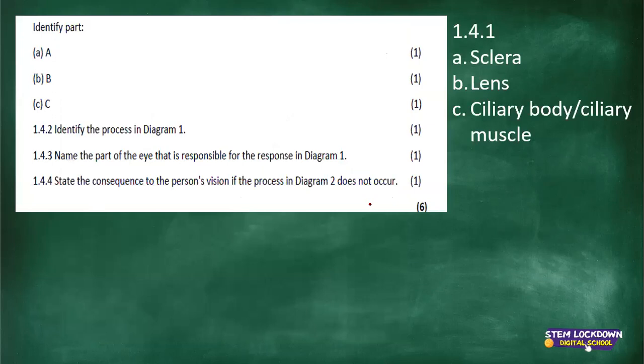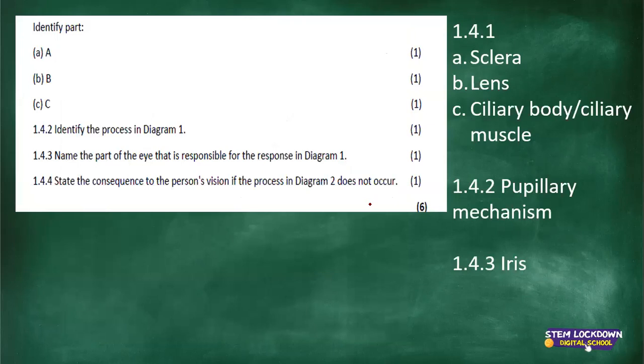Question 1.4.3. Name the part of the eye that is responsible for the response in diagram one. So what part of the eye is responsible for the pupillary mechanism? Name that part. It is the iris. Iris is responsible for the response, which is called pupillary mechanism.